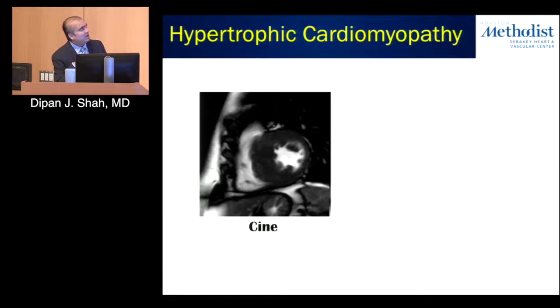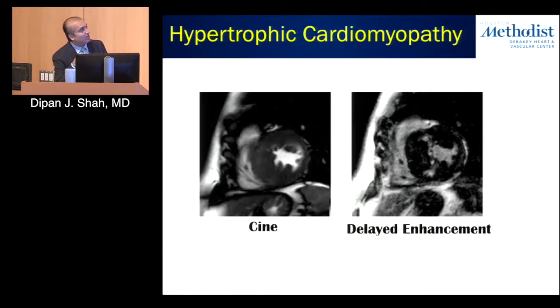In patients with the standard garden variety type of hypertrophic cardiomyopathy, which affects more the interventricular septum, as we can see here on the cine images, the septum is much thicker than the lateral wall. We also see a pattern of enhancement or fibrosis in these patients. But again, this is not what you would see with coronary disease. This is really a pattern that's in the septum at the RV insertion sites. And this is, again, the classic pattern that you see with hypertrophic cardiomyopathy.